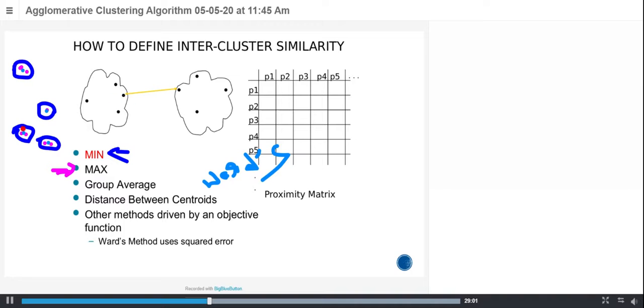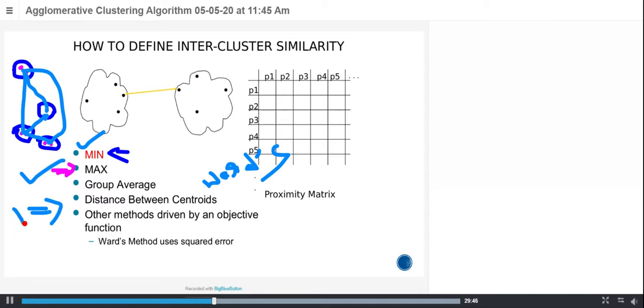Now I am going to calculate the distance between these centers rather than the points. First I find the distance between these two, then between these two, and so on. Once I find the distances between each centroid and the centroids of other clusters, I select the smallest distance compared with all the others. Then I merge those clusters into a single cluster. This is what Ward's method does. So mainly there are four types. One I have explained: minimum.